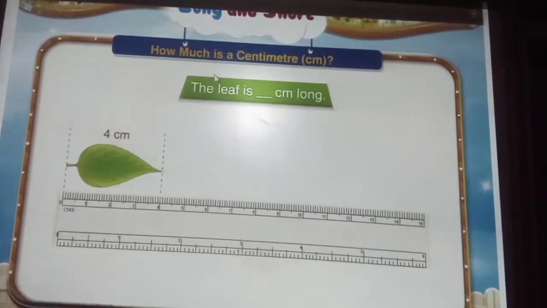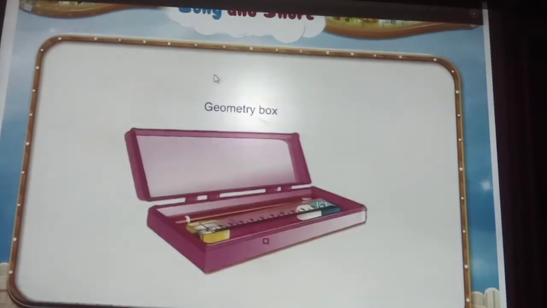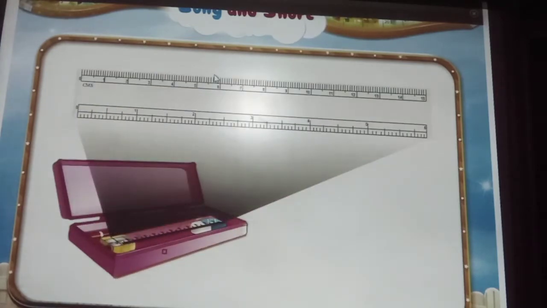The leaf is dash centimeter long. The wax color is dash centimeter long. Now, look at a scale that you find in a geometry box. How many centimeters does it have?